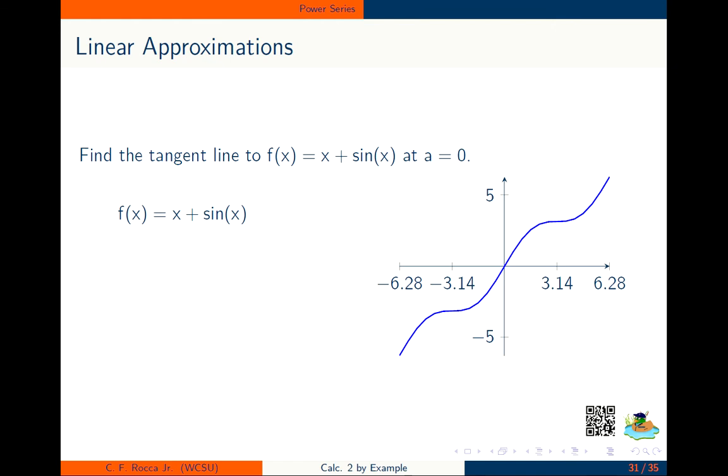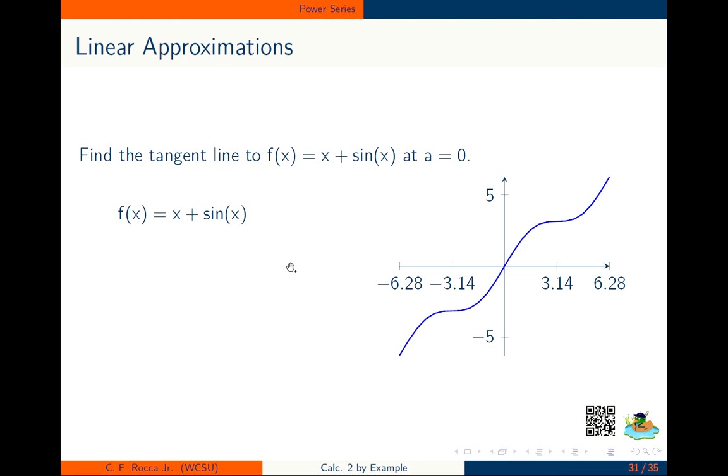In this video we're going to look at ways of approximating functions using polynomials. We're starting with a linear approximation because this is something that you learned in Calculus 1. So this question tells us that we need to find the tangent line to the function f of x equals x plus sine of x at a equals 0. So we want a tangent line right here at the origin.